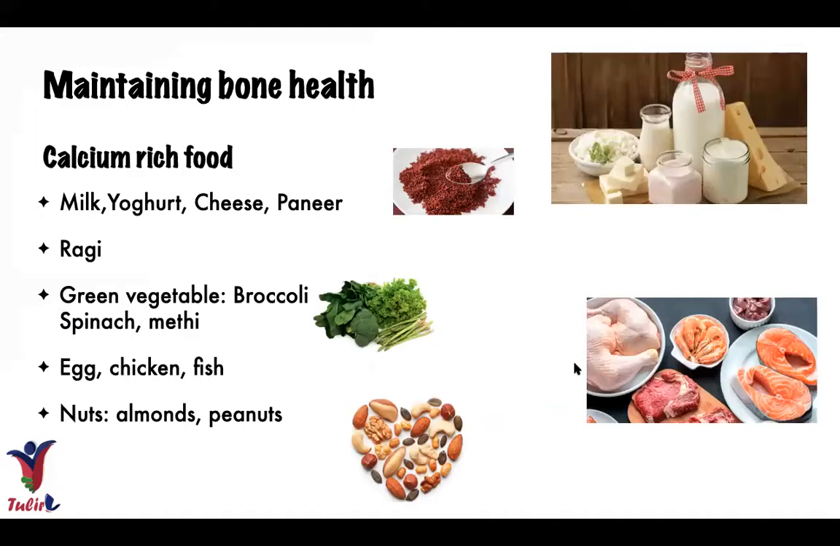As we discussed earlier, maintaining bone health is very important. To maintain bone health, you need to consume calcium-rich foods like milk, yogurt, cheese, paneer, ragi, and green vegetables like broccoli, spinach, and methi. You can consume egg, chicken, and fish also for calcium. Nuts like almonds and peanuts also contain a high amount of calcium.